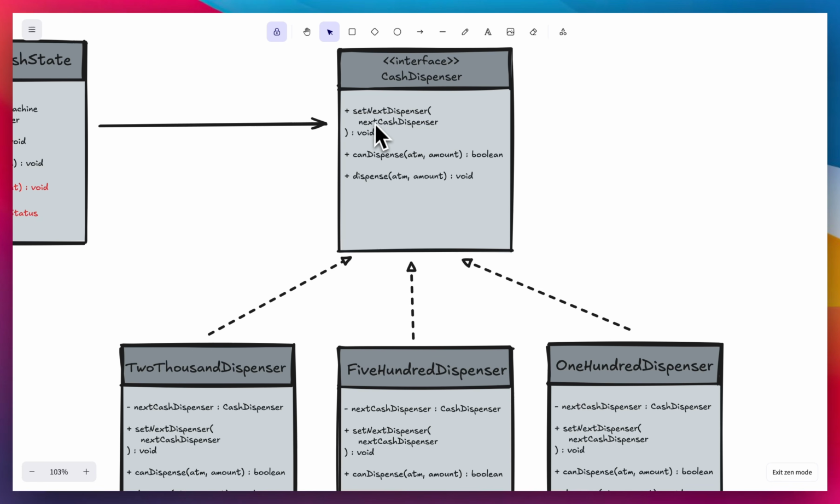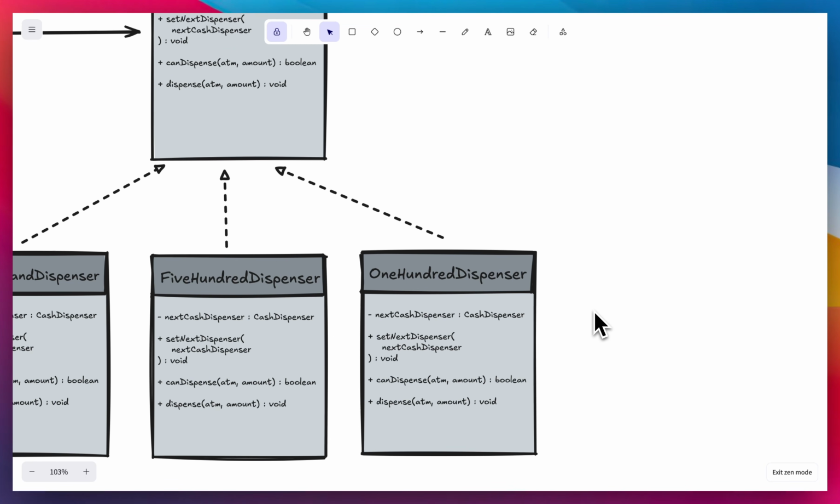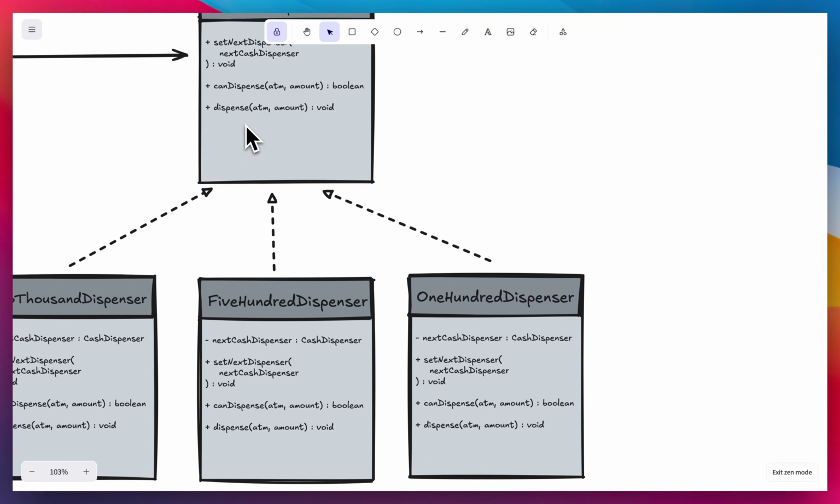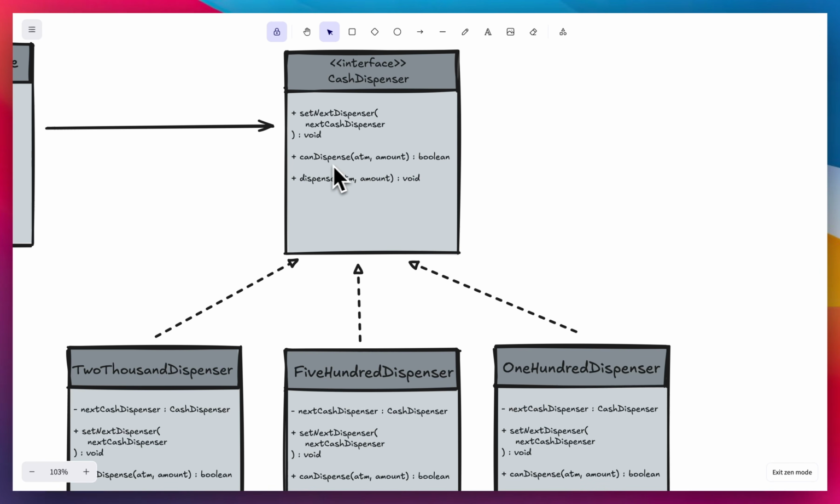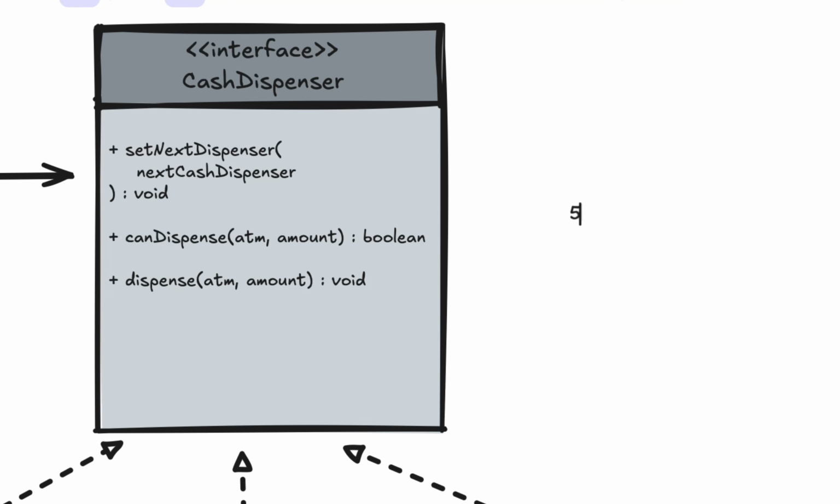So with the help of this function, we would be building the chain wherein the first node would be this 2000 dispenser. The second node would be 500 dispenser and the third node would be 100 dispenser, and so on and so forth. And in future, if I want to add some other types of node, like let's say 10 rupees node, then I can just create one class over here and make it implement this interface. Okay. Now the second function is can dispense function. Now reason behind using this function is, let's say user wants to withdraw 510 rupees. Okay.